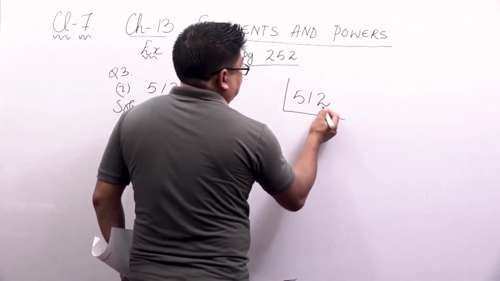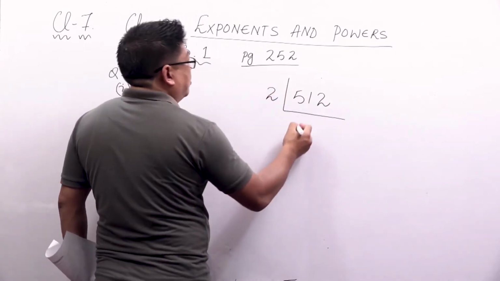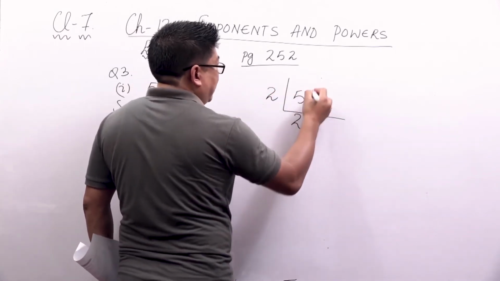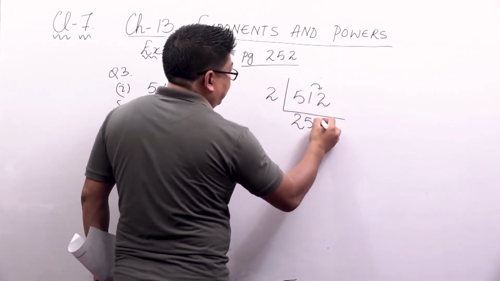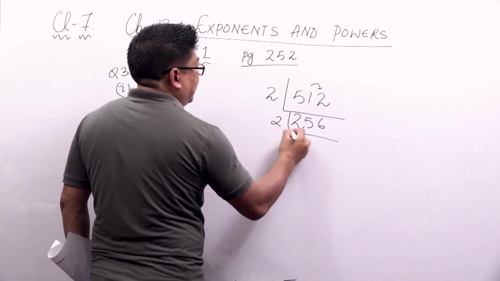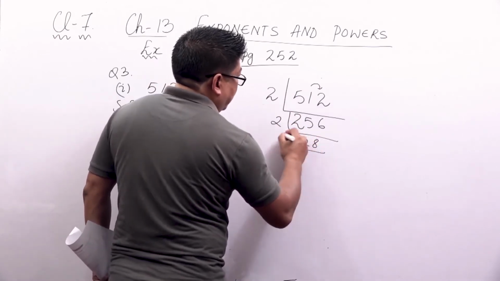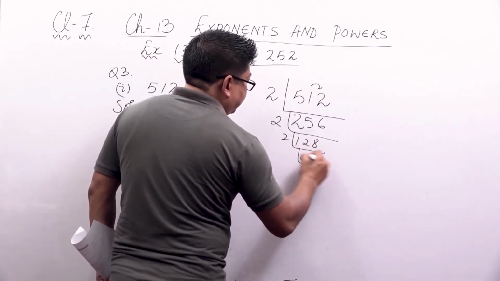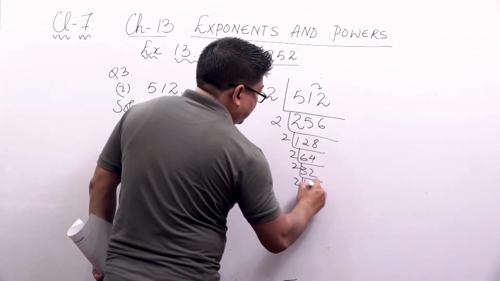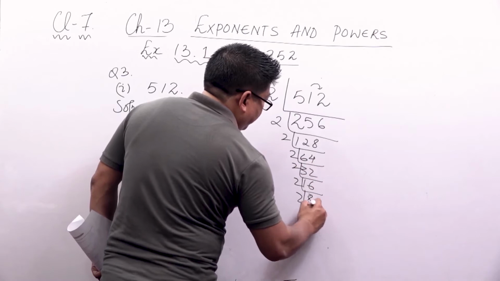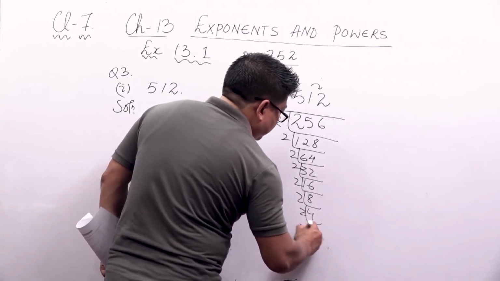So to begin with, since it is ending with 2, I will start with 2. 2 into 2 is 4. 1 in hand, it becomes 11. 2 into 5 is 10. 1 in hand, it becomes 12. 2 into 6 is 12. Similarly, 2, 1, 2, 2, 2, 8. 2, 6, 2, 4. 2, 3, 2, 2. 2, 1, 2, 6. 2, 8. 2, 4. 2, 2. 2, 1.